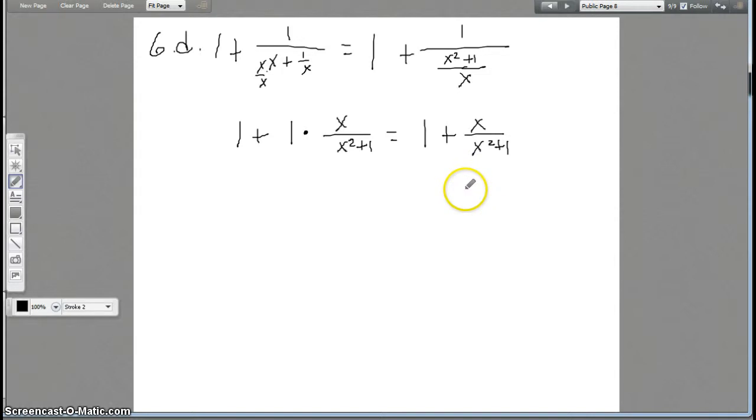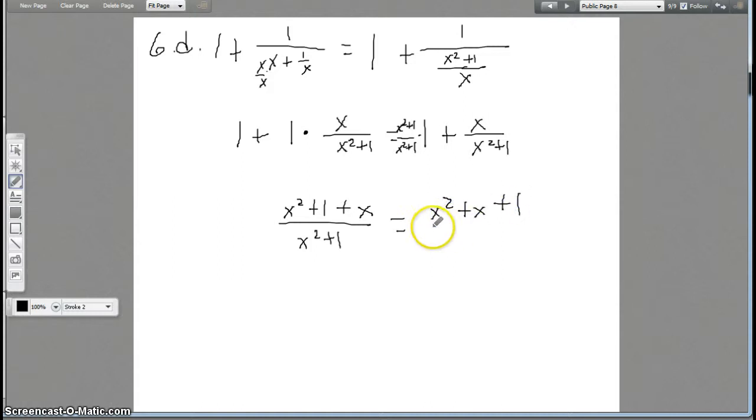Now, that's not simplified yet. This is not a single fraction. So that means I need to give these a common denominator. So I'm going to multiply the 1 by x squared plus 1 over x squared plus 1. And so what I'm going to end up with is x squared plus 1 plus x over x squared plus 1. You don't have to rewrite this, but I like writing everything in descending powers. So we have x squared plus x plus 1 over x squared plus 1. And we can't do anything more with that. We can't factor x squared plus x plus 1. And so this is the simplified answer.